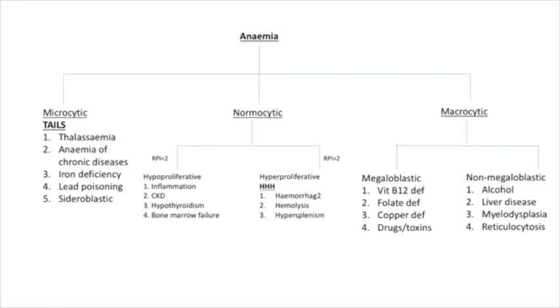But if the situation is that of a normocytic anemia where the RPI is below 2, that's hypoproliferative, where we speak to anemia of inflammation. Remember that anemia of chronic disease can masquerade as both a normocytic or a microcytic anemia. Chronic kidney disease, because there's not enough erythropoietin to stimulate red blood cell production from the bone marrow. Hypothyroidism, which also impacts the bone marrow, and bone marrow failure as well, which may be iatrogenic, genetic, or infiltrative.